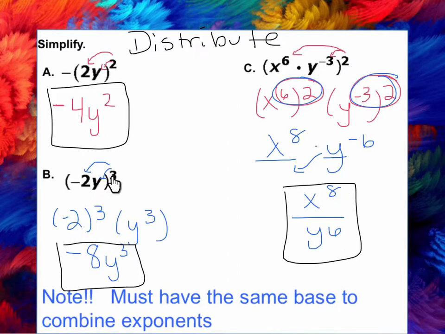For part B, I distribute the 3 to the negative 2, since the negative's on the inside of parentheses, and the 3 to the y. I get negative 2 to the third, y to the third. I simplify and get negative 8. And then y to the third just becomes y to the third. And this is all a product, just like part A. And I just rewrite my answer as negative 8 y to the third power.